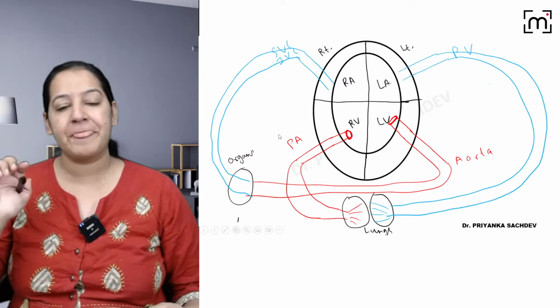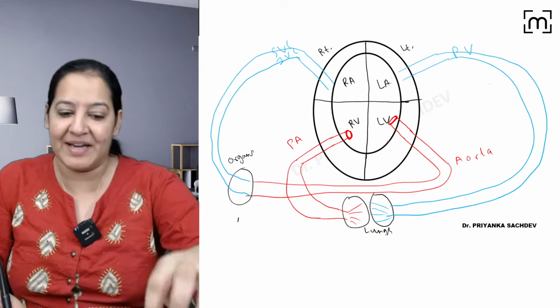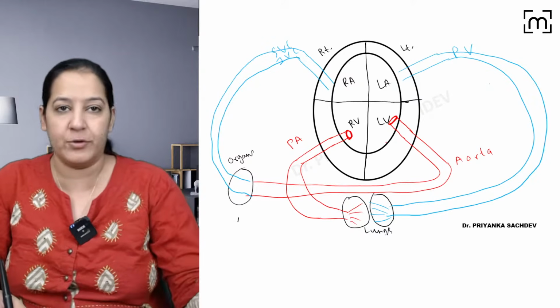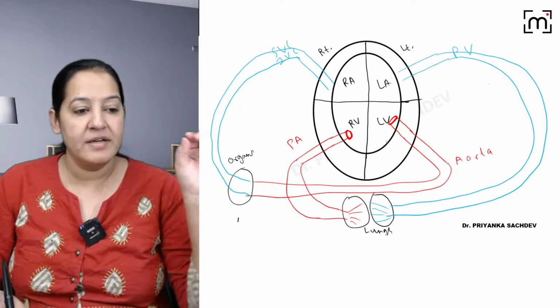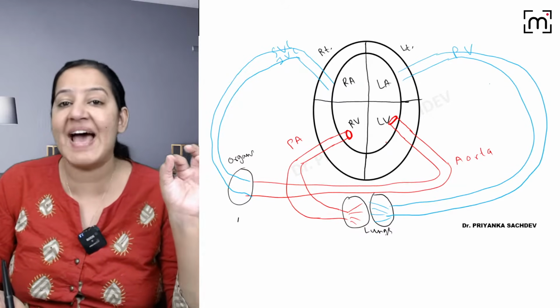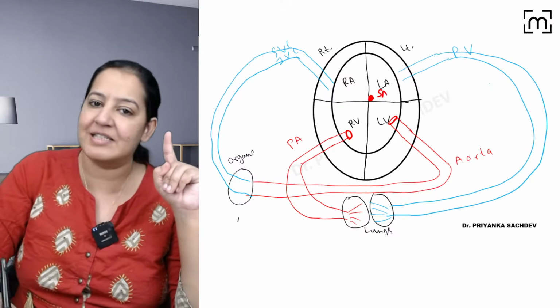So this is the heart. Now in the heart we have SA node. SA node is the pacemaker. Where is it situated? Does anyone know? Sachin, do you know where the SA node is? David, do you know? Osama, where is SA node situated? So SA node is situated here in the left auricle and this is the pacemaker.